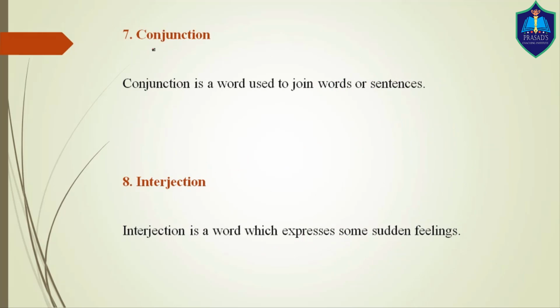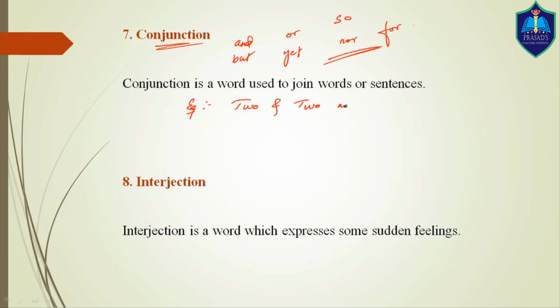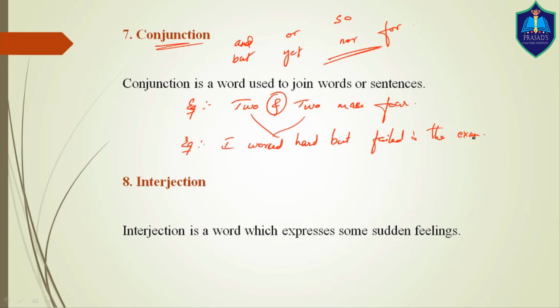Moving towards the next one, what is the meaning of the word conjunction? Conjunction is a word used to join words or sentences or clauses or phrases. What are the examples of conjunctions? And, but, or, so, nor, for. All these are examples of conjunctions. And let me take a few examples. Two and two make four. So here and is the conjunction which is used to join these two twos. One more example I am going to take here. I worked hard but failed in the examination. So here but is the conjunction which is used to connect these two different parts. So this is the meaning of the word conjunction.